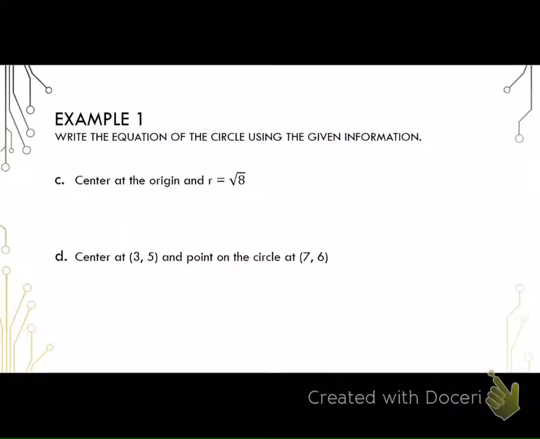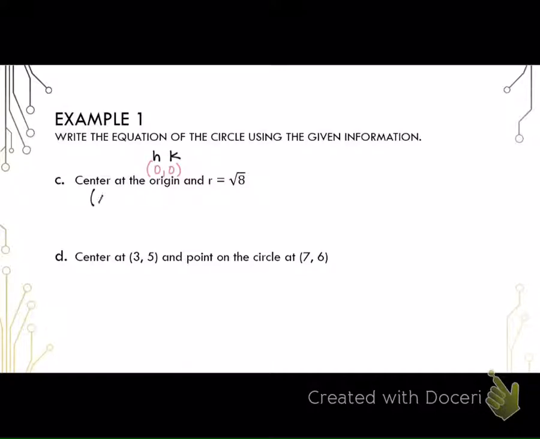Okay, we have a center at the origin and a radius of the square root of 8. What does it mean by the center at the origin? What is the ordered pair if it's a center at the origin? So we have a center at 0, 0 and a radius of the square root of 8. So we do h, k again.